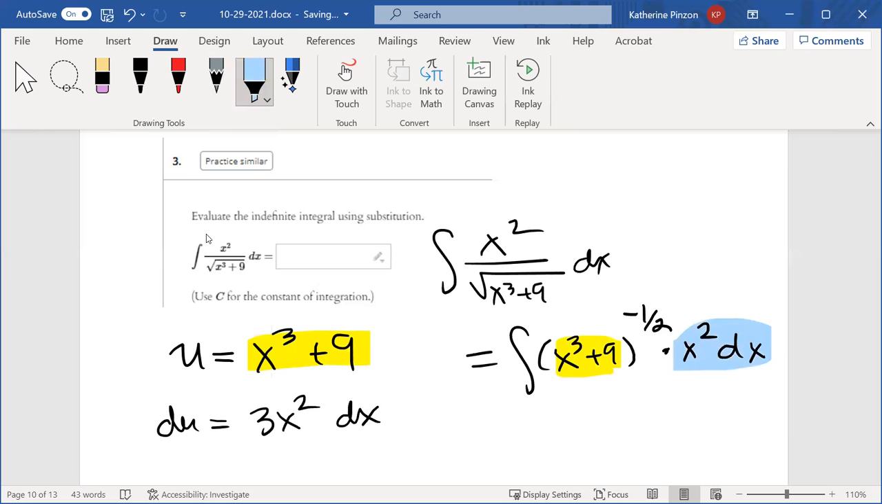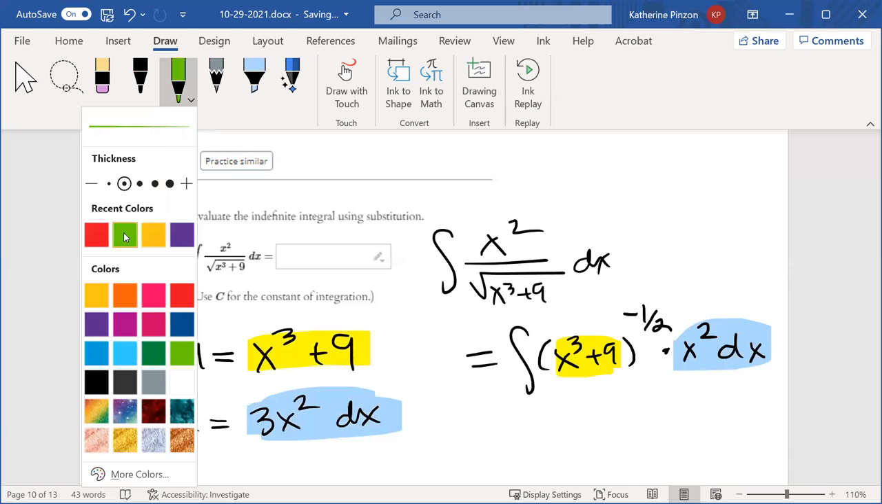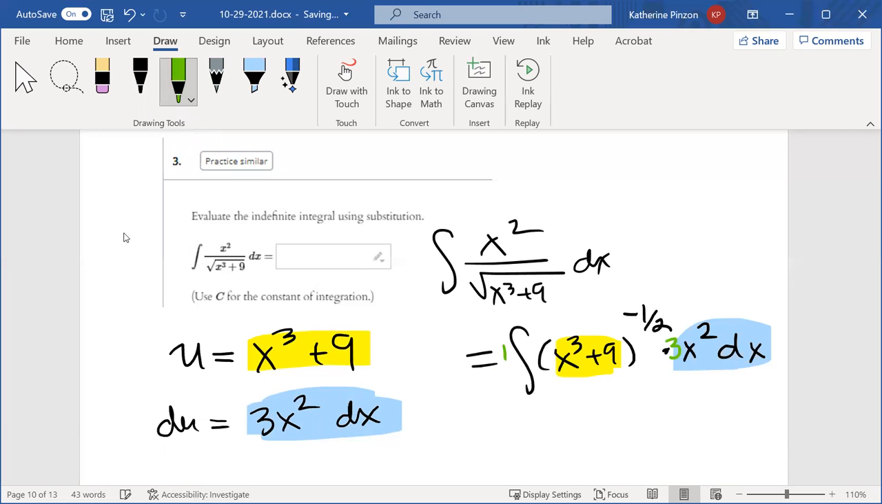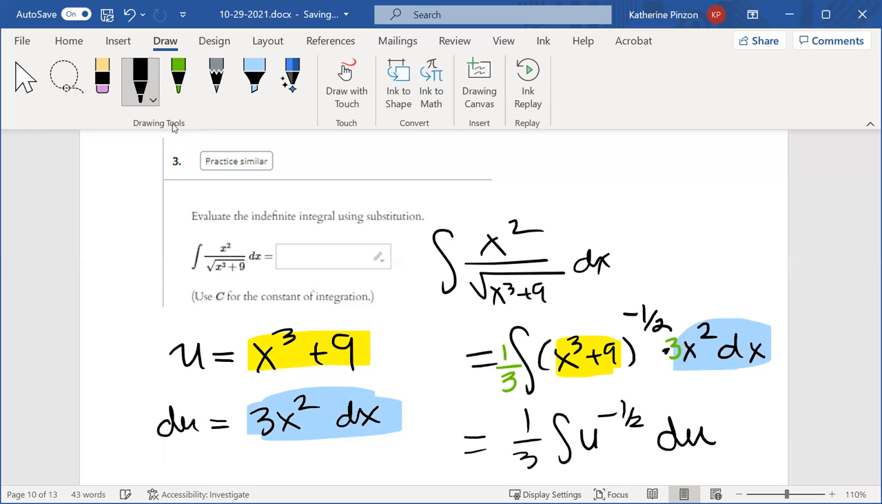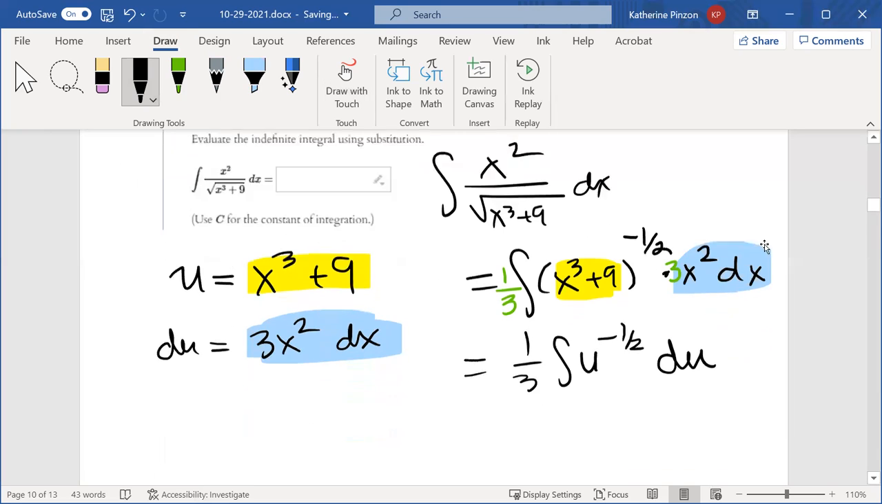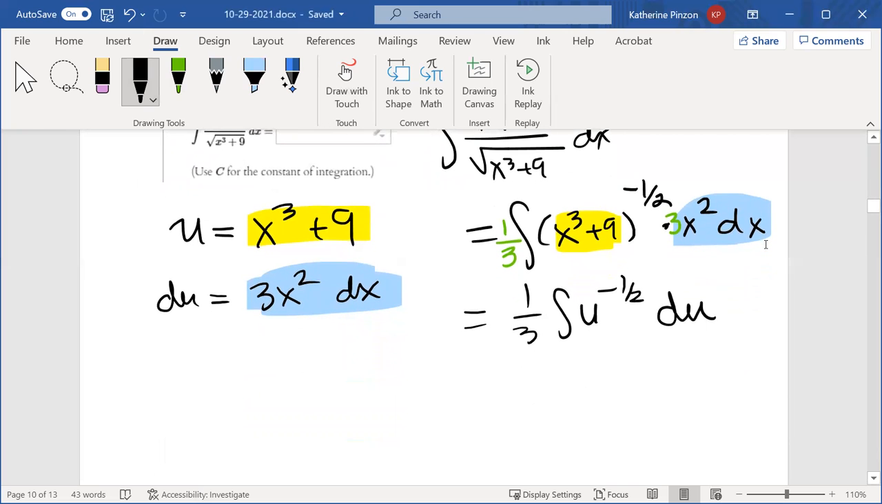I want this to be du. What am I missing? A 3. So I'm going to put a 3 in there. If I put a 3 in there, I put a 1/3 at the front. Okay, 1/3 u to the negative 1/2 du. I'm going to stop there. I think you guys can do it from there, right? Yes? If anyone can, you tell me. How do you integrate? Add 1 to the power, divide by the new power, make sure you plug back in for u at the end, yeah? I don't want to do the whole thing for you.